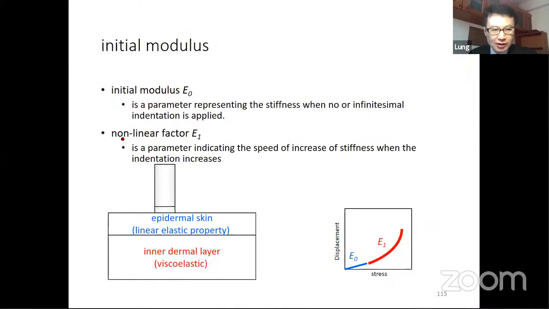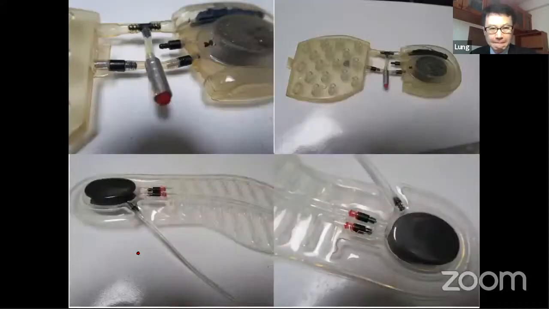We try to define, because soft tissue has two layers. One is the skin, another is the inner layer, and maybe the elasticity is different. We can call them E1 and E0, where E0 is between this one, and E1 is maybe in here.